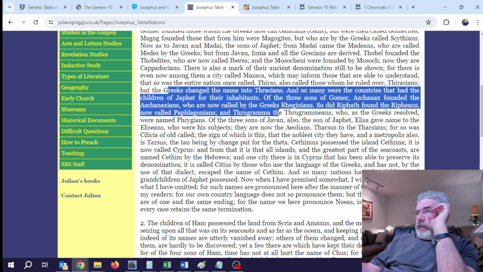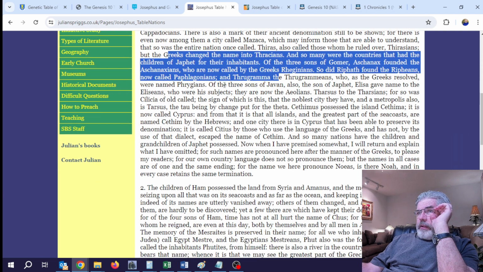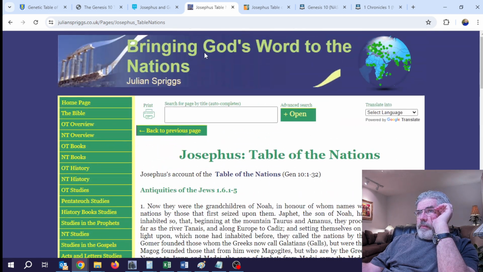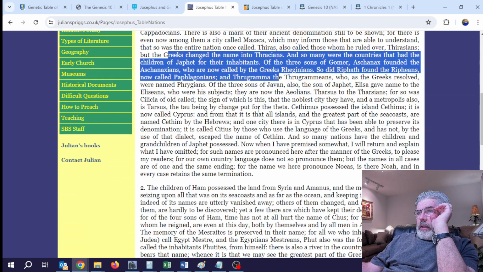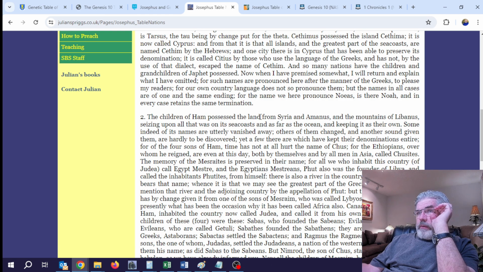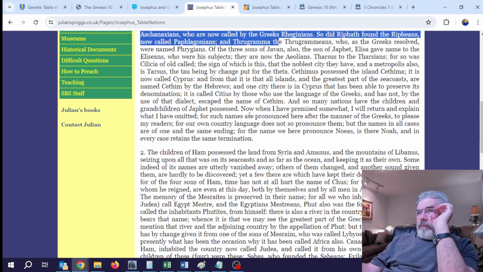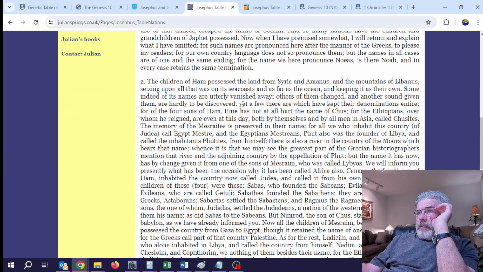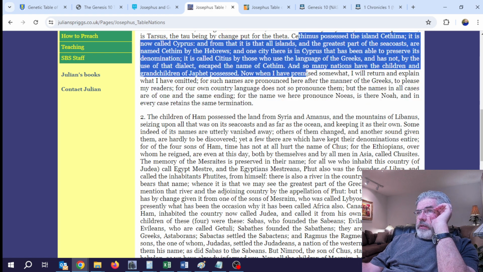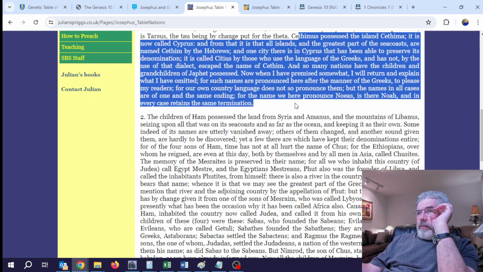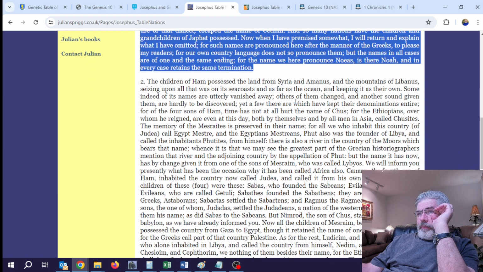You can come look at this, just search on Josephus Table of Nations, and you'll find this. It's on a bunch of different websites. I just happened to pick this one, but you can find this exact same text on several different websites. You can also get your own copy of Antiquities of the Jews and read it yourself. But this is what Josephus actually wrote. And so it tells you which nations all of those sons of Japheth populated.